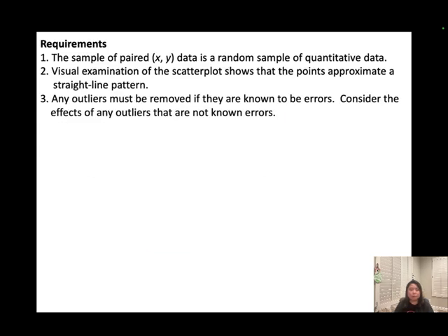Requirement will be same as the last sessions. Simple random sample, and then we need to do visual examination of the scatter plot. Make sure they do have the linear pattern. And also look at the scatter plot to see if there is an outlier. If there is an outlier, make sure you remove it before you find the regression equation.